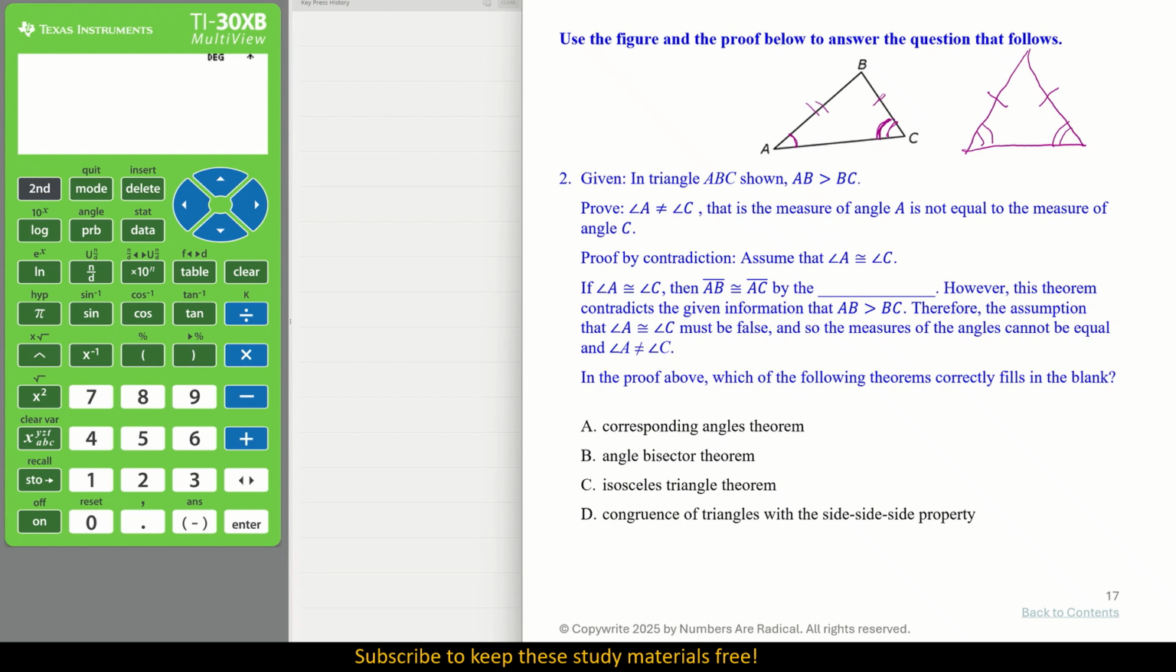Let's look at A. Corresponding angle theorem? No. That theorem is what you're looking at in the given triangle they drew. So that's not it. Angle bisector? There is no bisector. There's no bisecting going on. We're not slicing anything up. C, isosceles triangle theorem. I totally think that's it. I believe it. Now let's look at D. Congruence of triangles with the side property, that is not involved here.